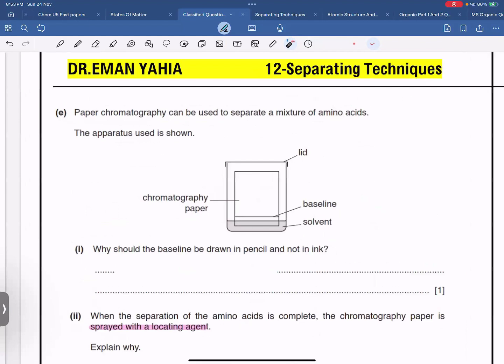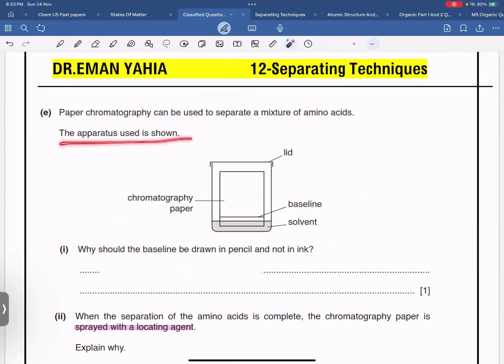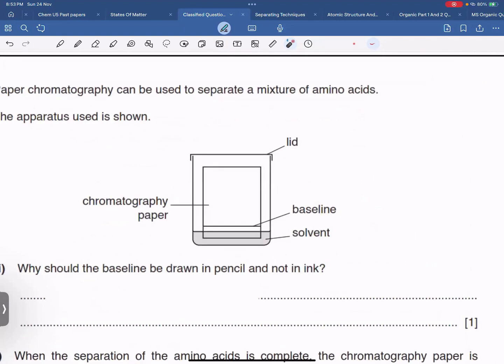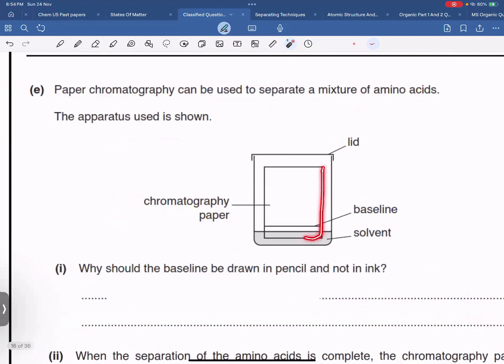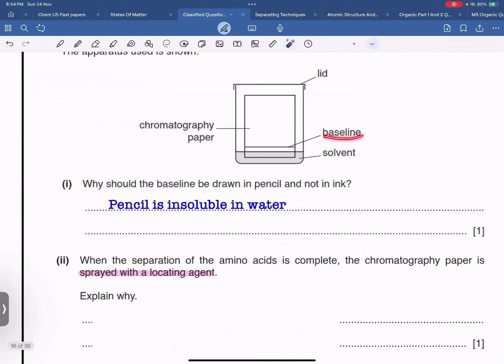Then, paper chromatography can be used to separate a mixture of amino acids. The apparatus used is shown. So this is a chromatogram paper, with the baseline drawn in pencil, and the solvent level should be below the baseline so that the spot does not dissolve in the whole solvent. Why should the baseline be drawn in pencil? Pencil is insoluble, so it does not interfere with the spot color. So the baseline must be drawn in pencil, which is insoluble in water.